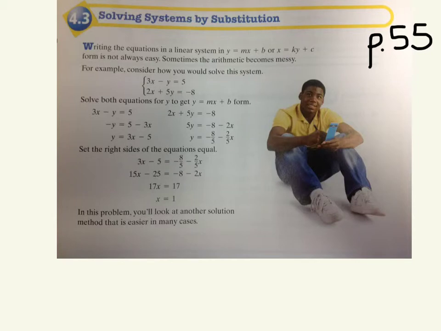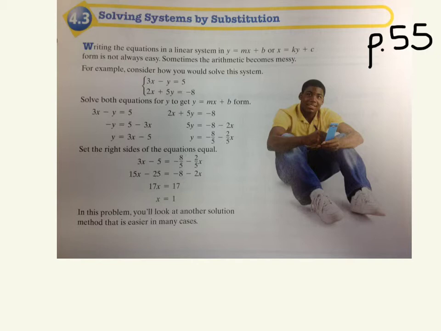Because they are both set equal to y, I can set them equal to each other and then go through and solve for x. So what we've done in this one is set them equal to each other. In other words, we have solved using equality.